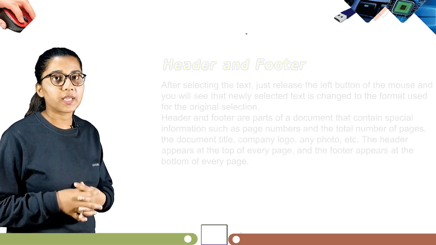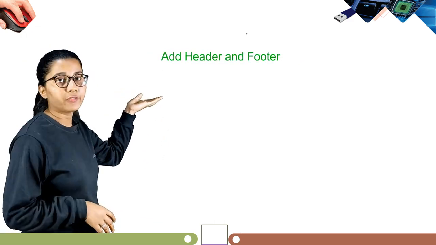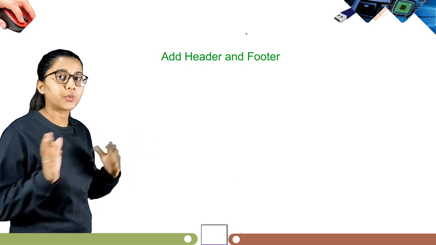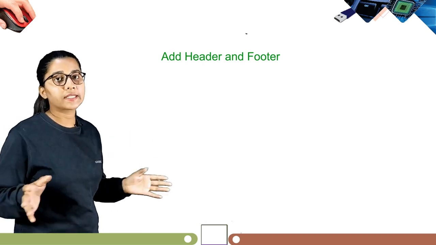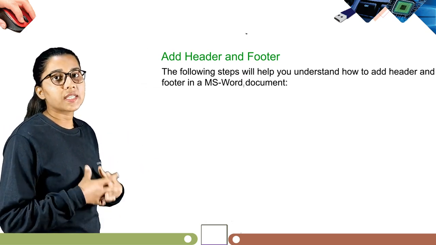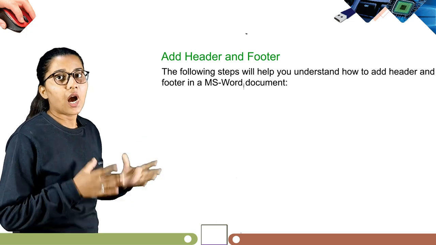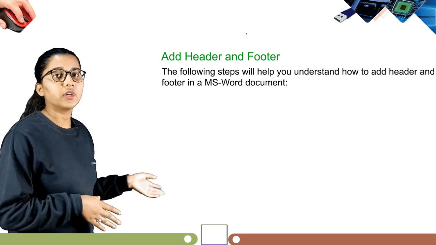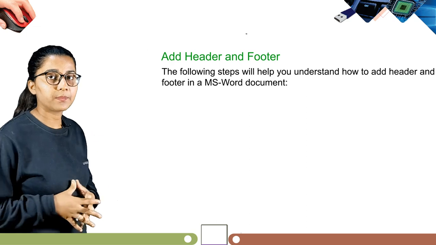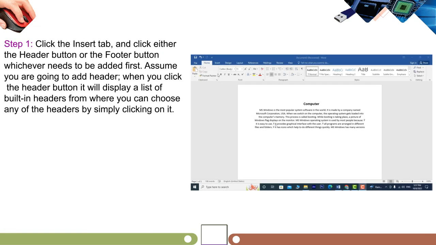Now our next topic is add header and footer. How will you add header and footer on any documents? Let's learn about it. The following steps will help you understand how to add header and footer in MS Word document. So our step 1 is click the Insert tab and click either the header button or the footer button, whichever needs to be added first.